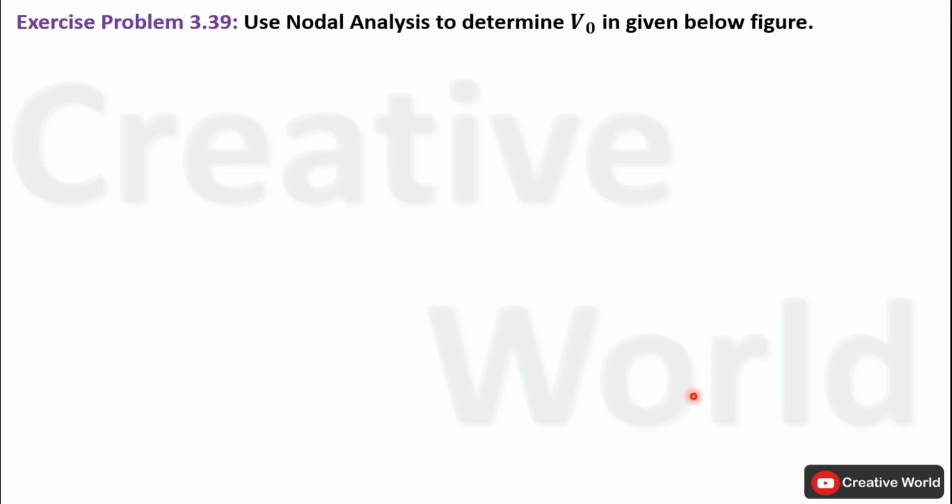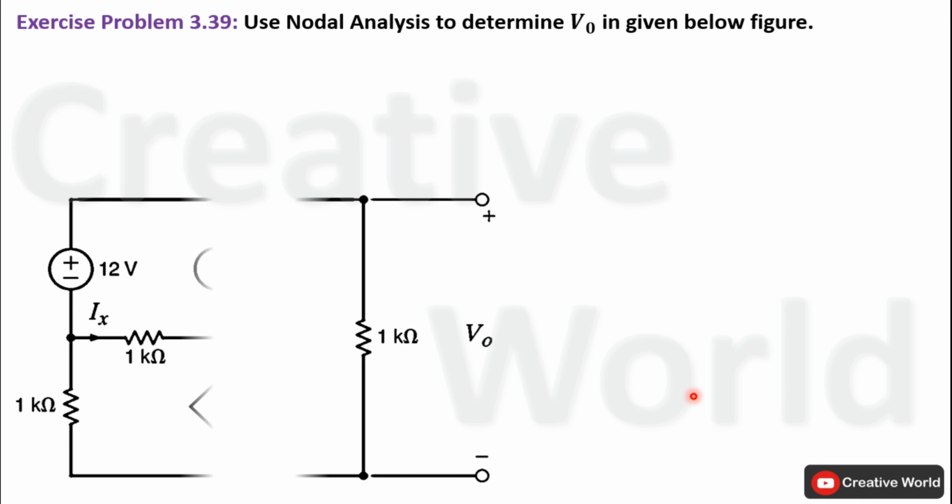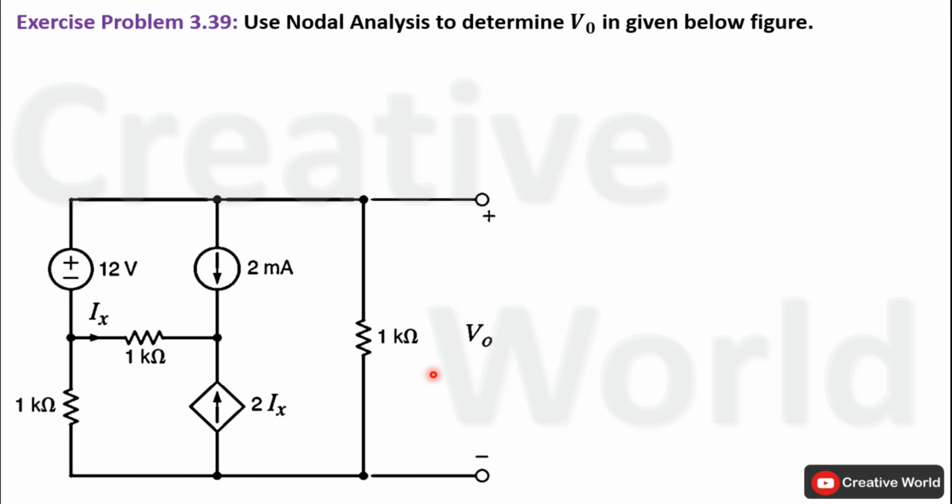Exercise problem number 3.39. Use nodal analysis to determine the value of voltage V0 in the figure given below. This is the circuit diagram of the given problem. Inside this network, we have to find the value of the voltage across this 1 kilo ohm load resistance with this specific polarity labeled as V0, and we have to use the nodal analysis technique. So without wasting time, let's proceed towards the solution of the network.